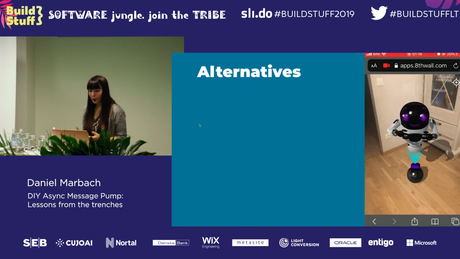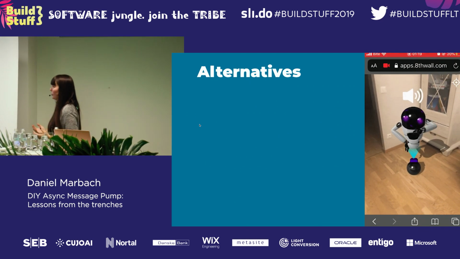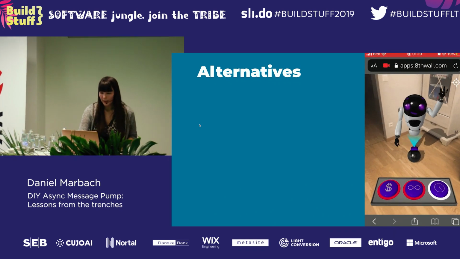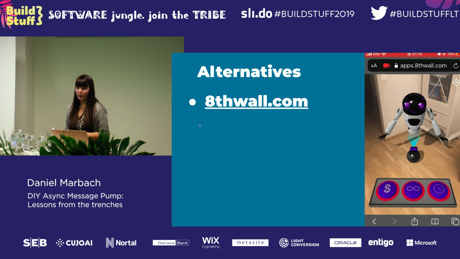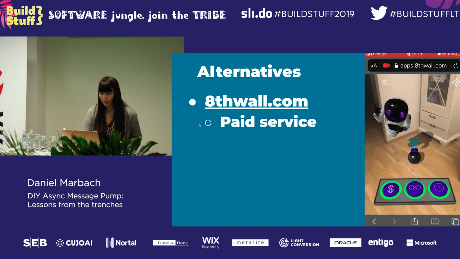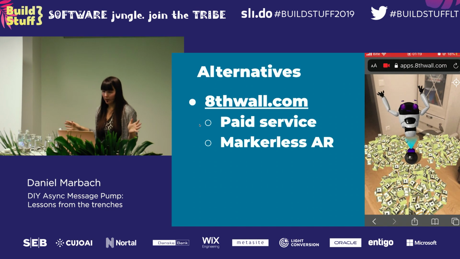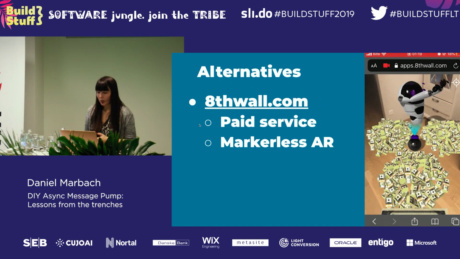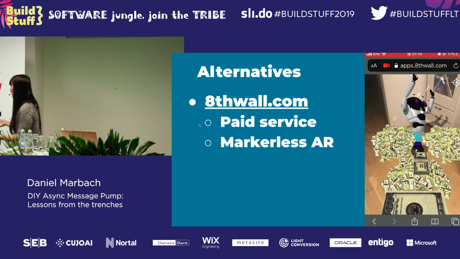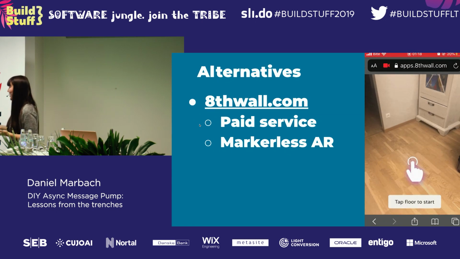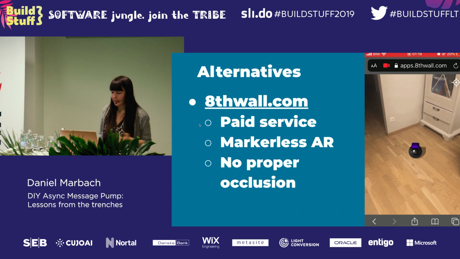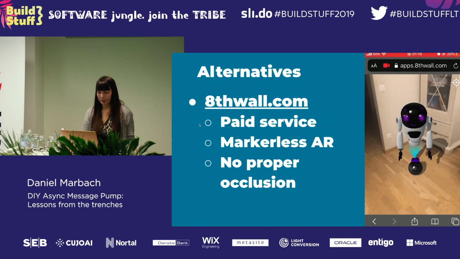And there are some alternatives, right? So those are two libraries which are open source. And one of the alternatives is 8thwall.com. It's a paid service, right? It's markerless AR. Which is pretty cool, because you don't need anything on the web. And in AR.js, it's not covered, right? But the problem is that there is no proper occlusion.